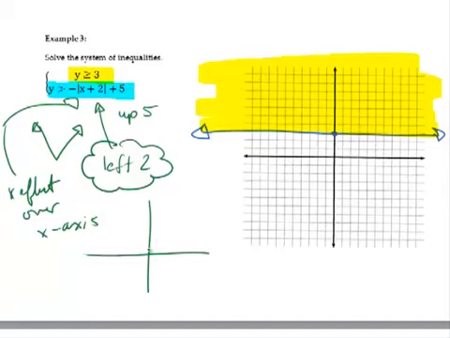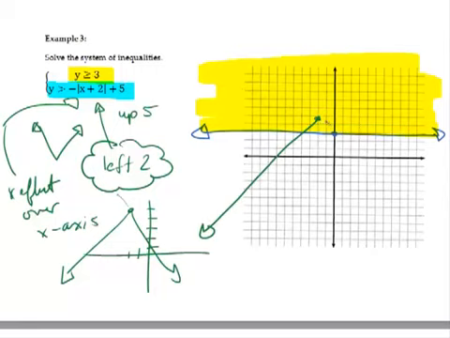We're going to go up 5, 1, 2, 3, 4, 5. We're going to go left 2. But instead of pointing upwards like we normally do, he's going to face downwards because he's reflected over the x-axis. So that's what we need to graph on here. 1, 2, 3, 4, 5 over 2 and facing downwards.